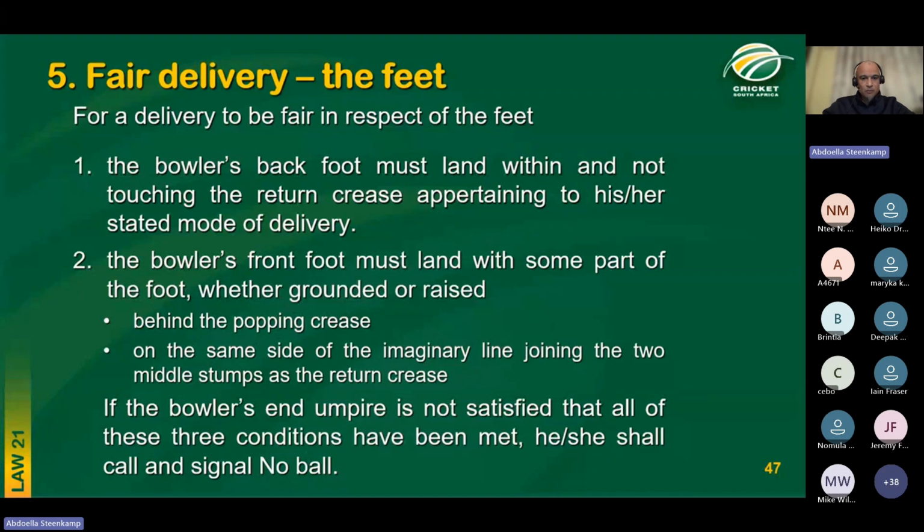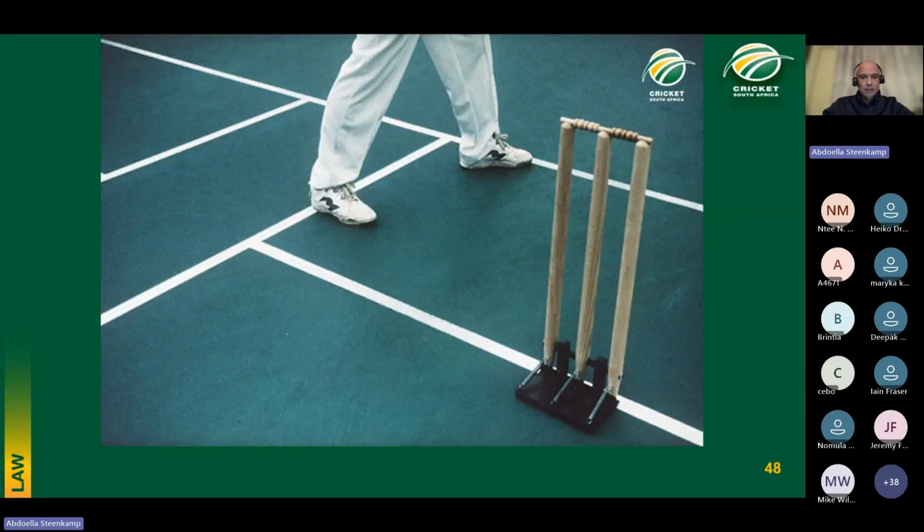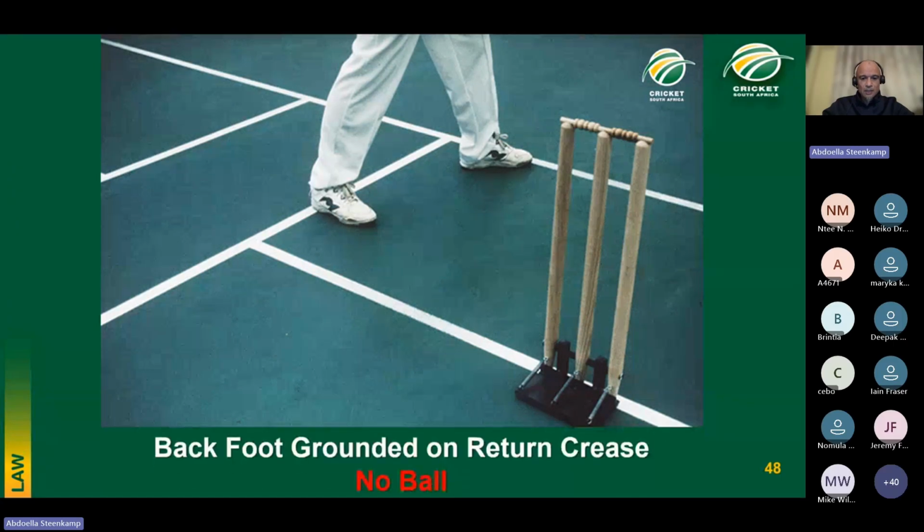Let's look at a few pictures to see exactly how the law works. This is the right arm bowler bowling over the wicket. Let's look at the front foot first. Which crease goes with the front foot? The popping crease. What is the question we need to ask ourselves? Is there any part of the front foot, whether grounded or raised, behind the back edge of the popping crease? Yes, in this picture. So we're happy with the front foot. Let's look at the back foot. Is there any part of the back foot touching the return crease? Yes, there is. That's why this will be a no ball, back foot touching the return crease.